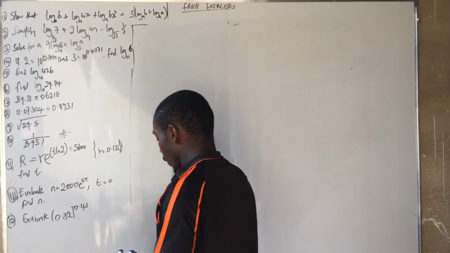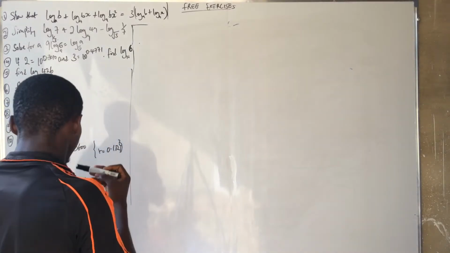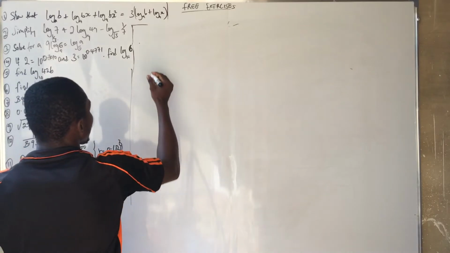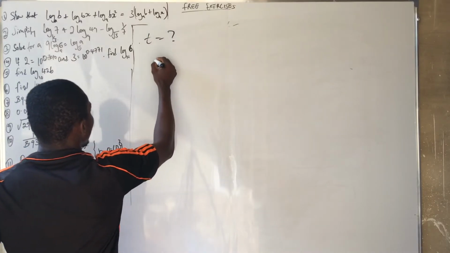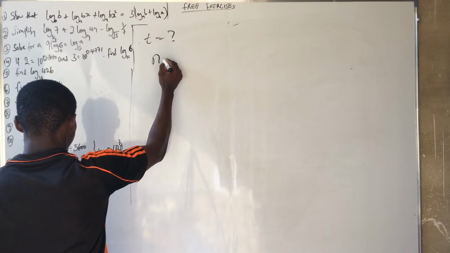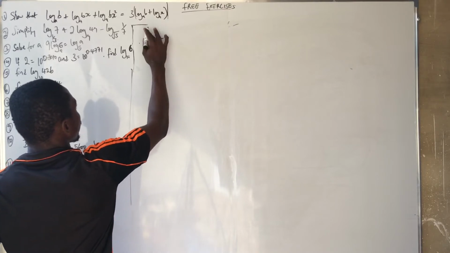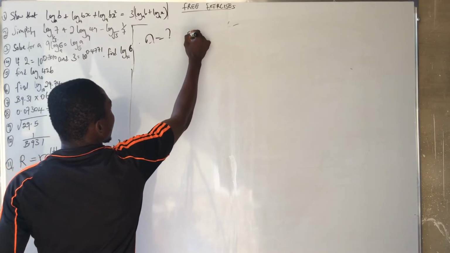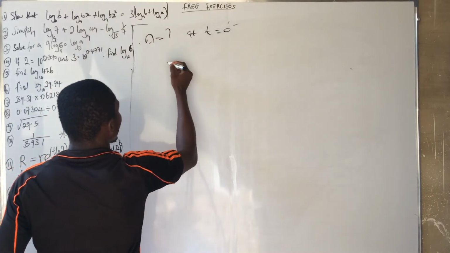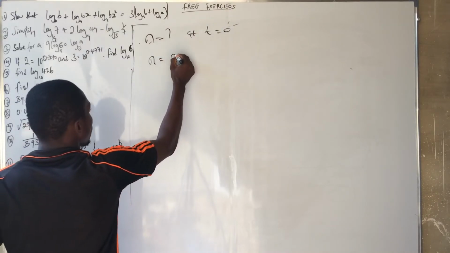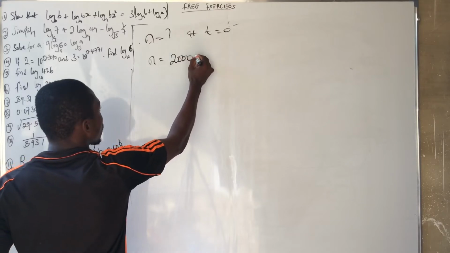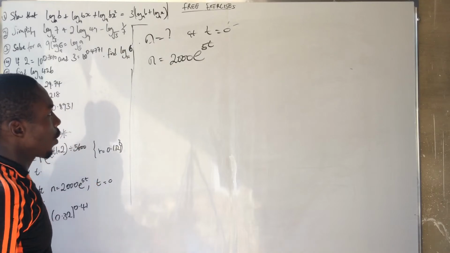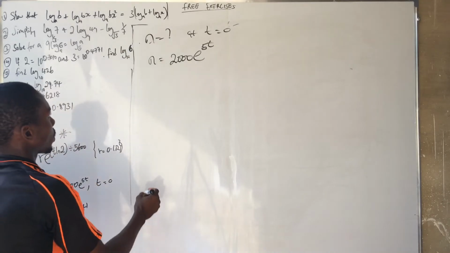Go back to number 11B, and what did number 11B say? It says we should find n, but at t equal to 0, we have that n is equal to 2000 exponent 5t. So this is very simple to solve.